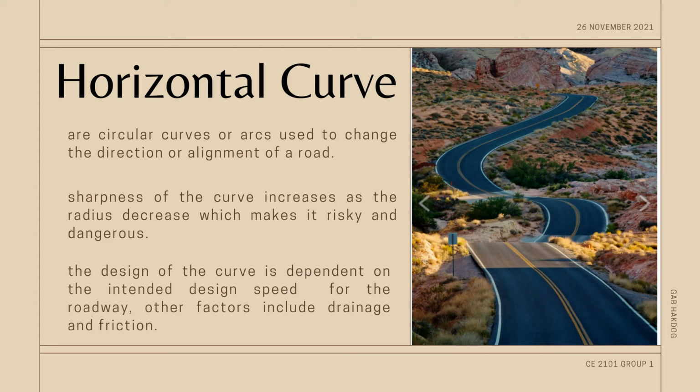I know a lot of you are familiar with this topic because we see it every day when we go out or travel. So, horizontal curves are circular curves or arcs used to change the direction or alignment of a road. Sharpness of the curve increases as the radius decreases, which makes it risky and dangerous. Personally, sharp curves are dangerous because it is difficult to steer the wheel.